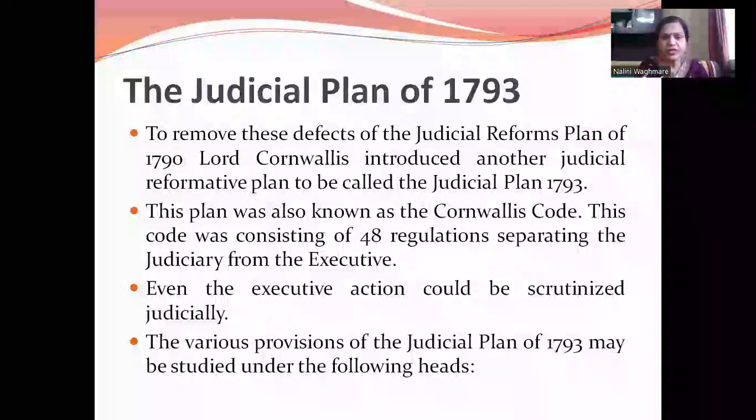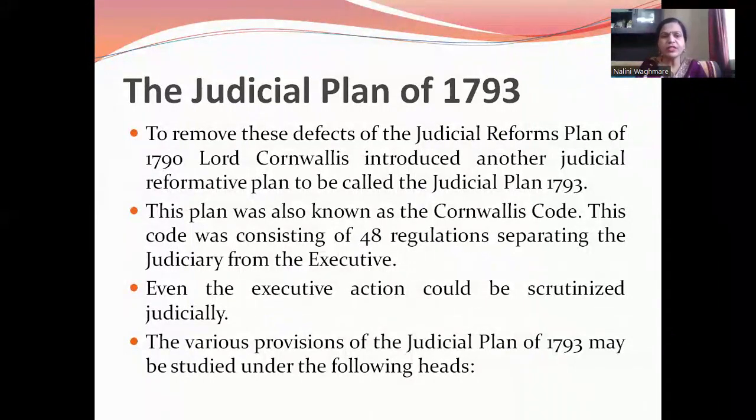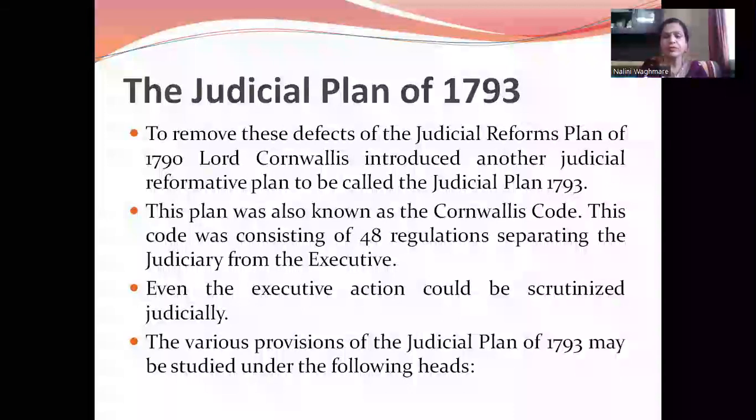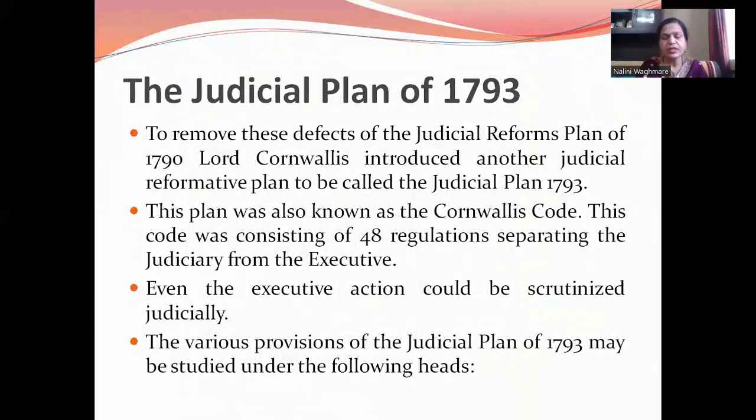To remove these defects of the judicial reforms plan of 1787, Lord Cornwallis introduced another judicial reformative plan, to be called the Judicial Plan of 1793. This plan was also known as the Cornwallis Code because he introduced it, with some rules and regulations mentioned in it. That's why it is called the Cornwallis Code.